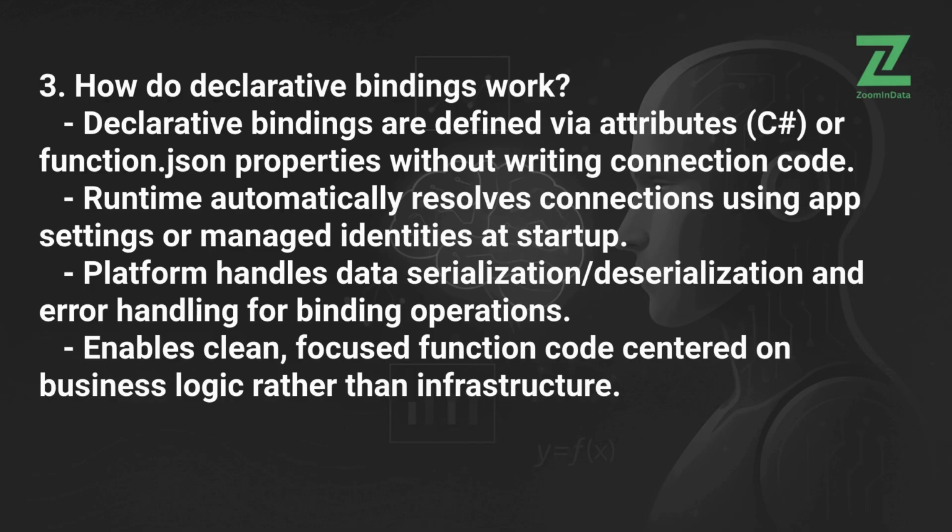3. How do declarative bindings work? Declarative bindings are defined via attributes in C#, or function.json properties, without writing connection code. The runtime automatically resolves connections using app settings or managed identities at startup. The platform handles data serialization, deserialization, and error handling for binding operations. This enables clean, focused function code centered on business logic rather than infrastructure.